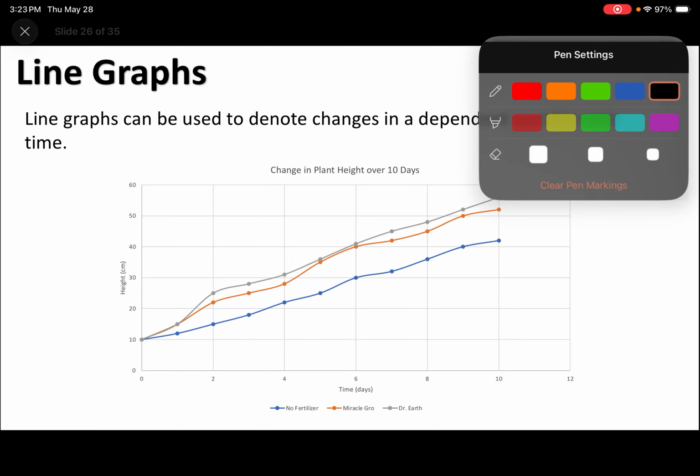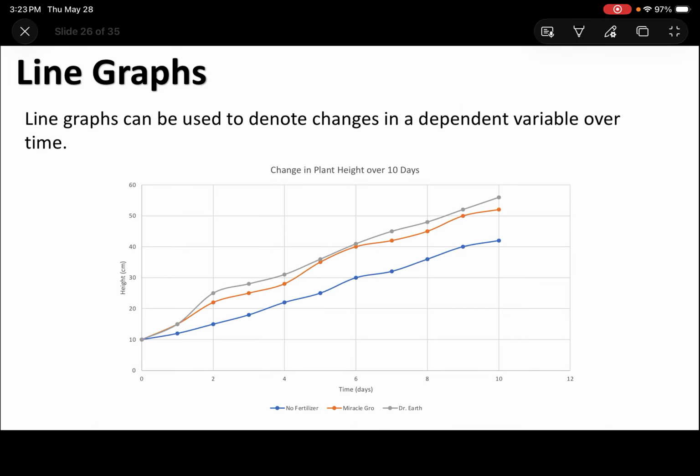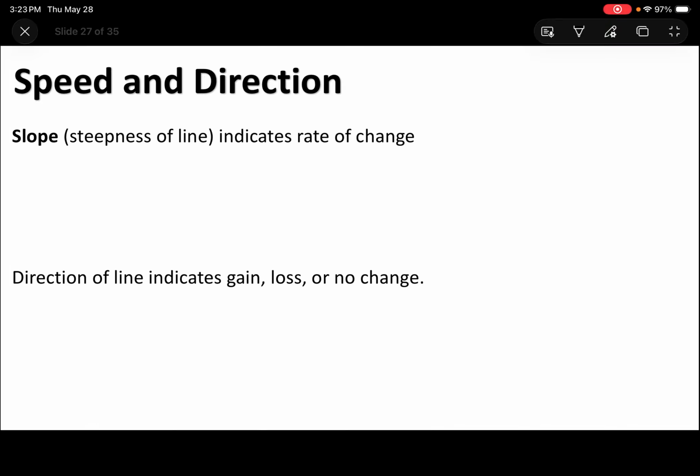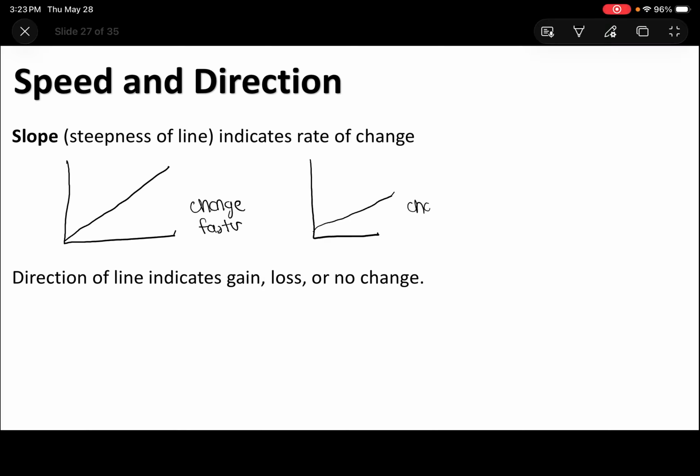And there's a couple different things that we can look at. We can see how quickly it's growing, and also the direction that it's going in. So we call this slope and direction. So remember slope, right? If it's a steep slope, that change is happening faster. However, if it's a slower slope, the change is happening slower. They might end up at the same spot, but the change is happening at different rates. So again, this is another important thing that you can see just by looking at the graph.